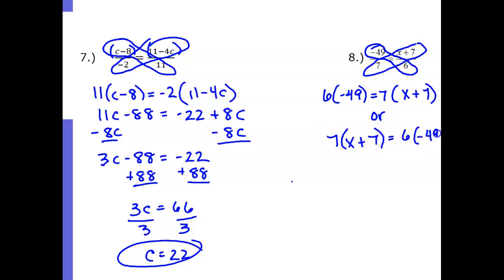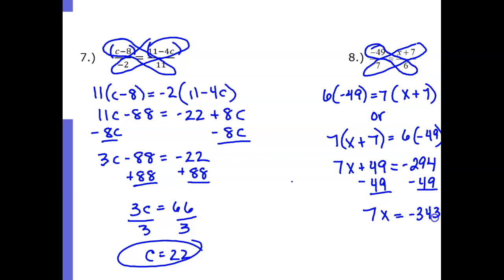Doesn't matter, okay? So when we go with it like that, we'll distribute: 7x plus 49 is going to be equal to a negative 294. All right, we then subtract 49 from both sides, and our 7x is going to be equal to a negative 343. And then we divide by 7, so our x is going to be equal to negative 49.